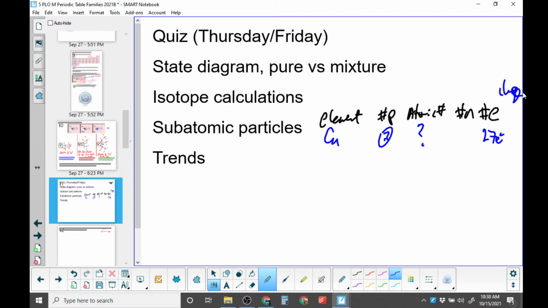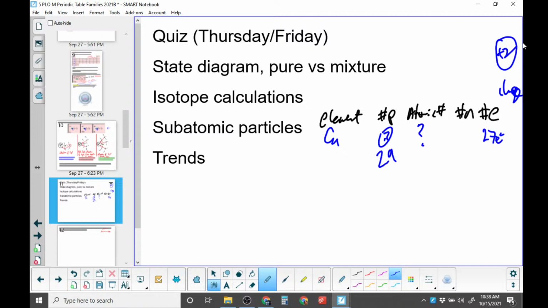Are you familiar with the Bohr model? If you know that it has 29 protons and 27 electrons, what's the charge? Yes? 2. Excellent. So that sort of thing.